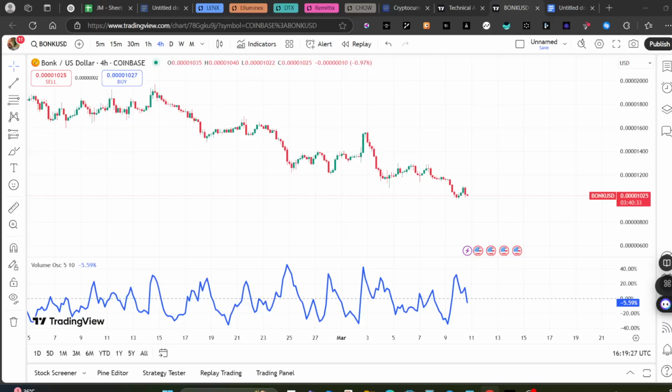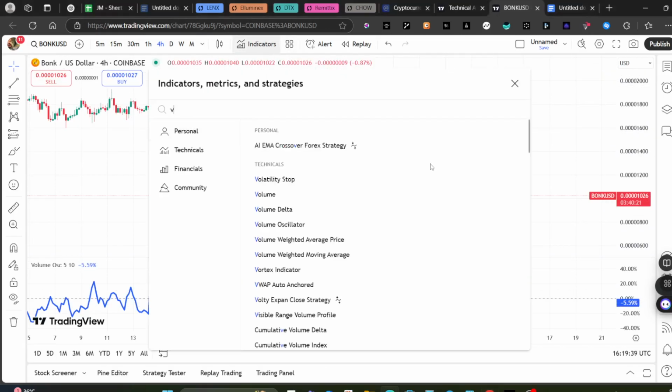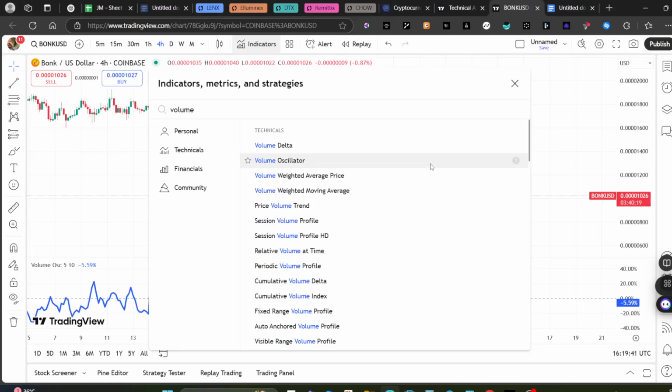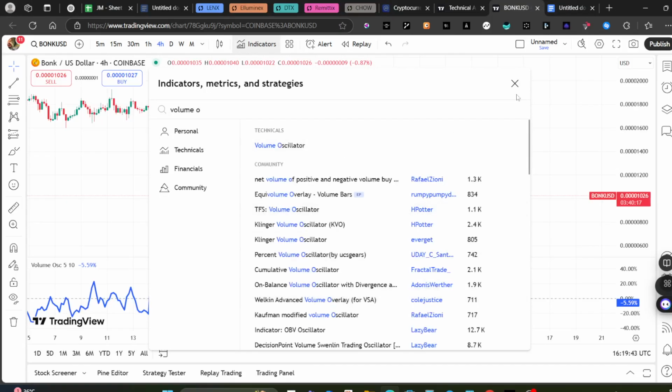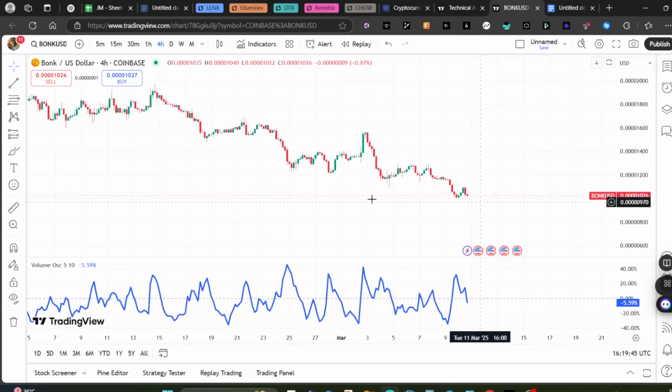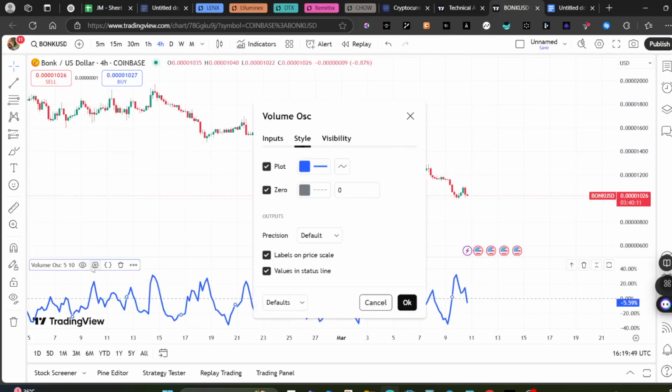Now, setting up the volume oscillator indicator is quick and easy. Let me just walk you through the steps. If you are using the TradingView platform, you just have to click on indicators, and search for volume oscillator, and you can see this is it. You just click on it, select the indicator, and apply it to your chart.